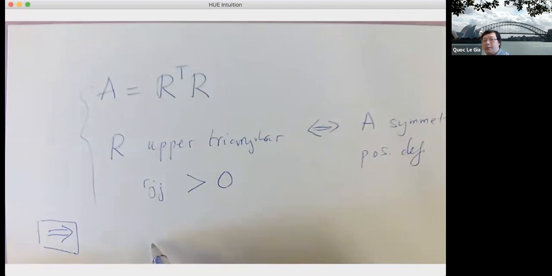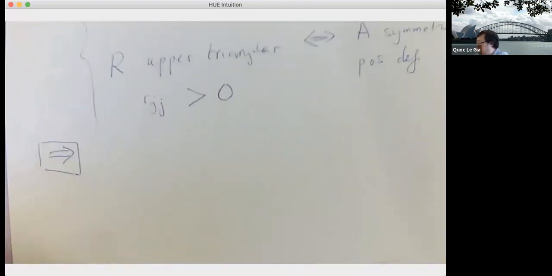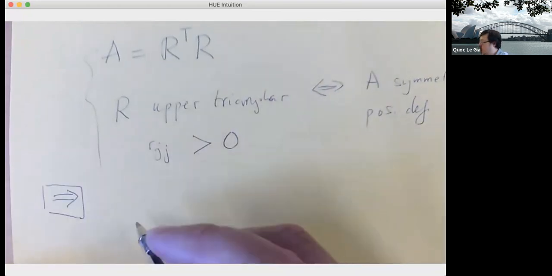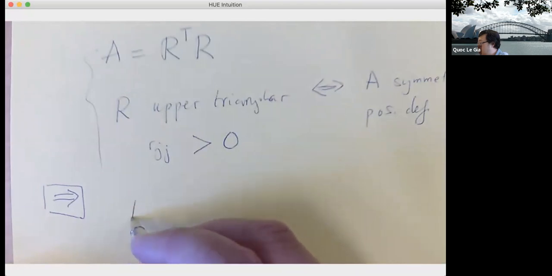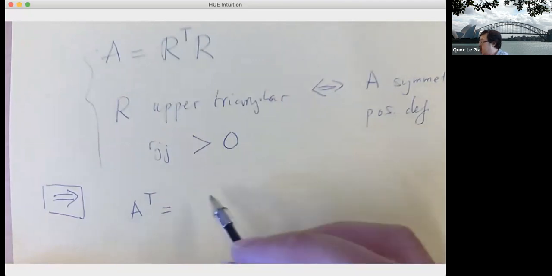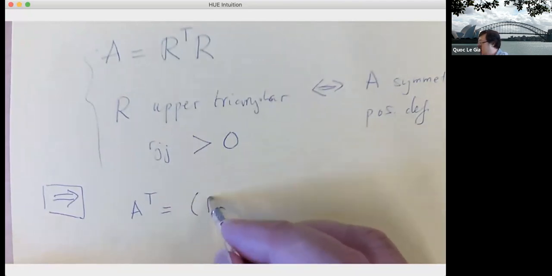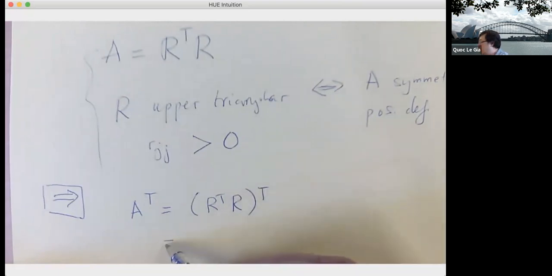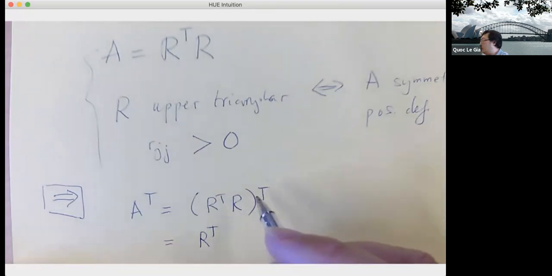So now I claim that if you have those three conditions, then the matrix is symmetric. A is symmetric when A transpose equals A, right? Now A transpose is R transpose R, the whole thing transpose. The transpose of the product becomes the product of the transposes, but in the reverse order.